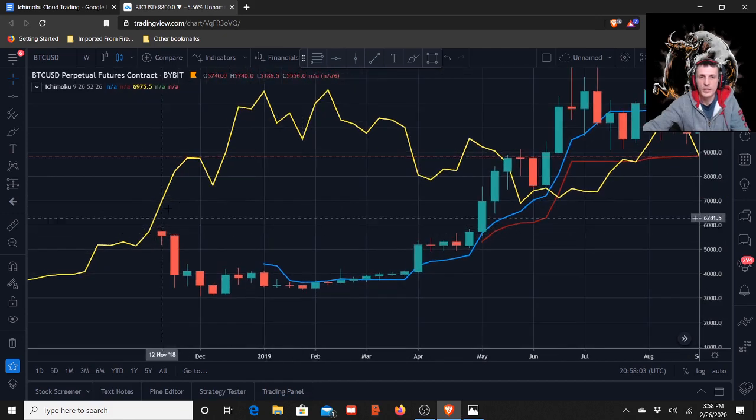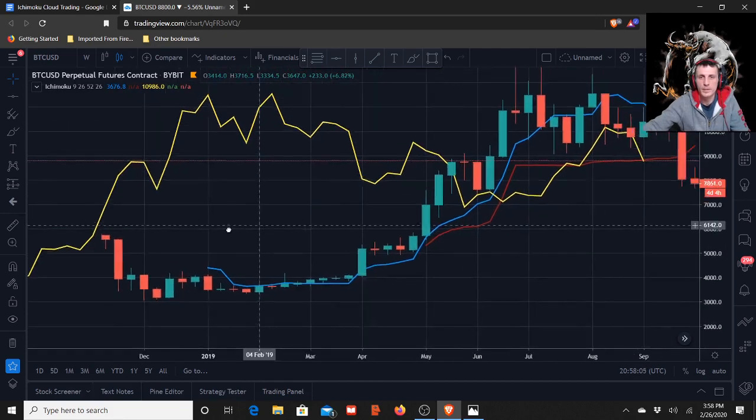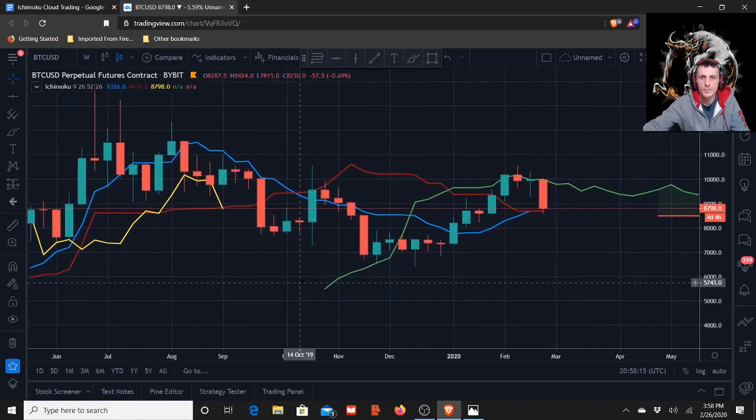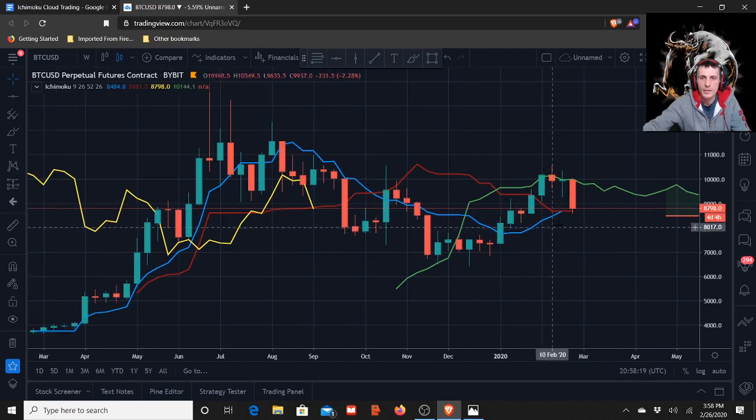This is perfect. You want your lagging span to be above your candles, and that would have been a nice little long there. And see how your conversion line acts as support. And we are getting ready to have a bullish cross on the weekly.